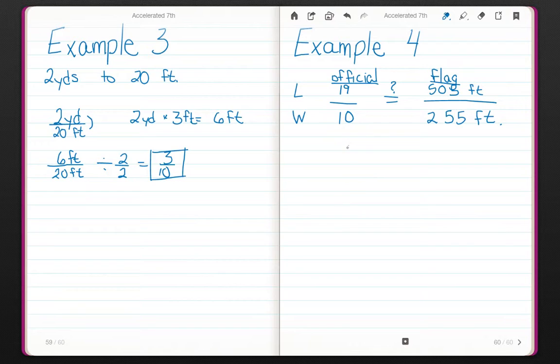Well, the easiest way at this point is to convert them into decimals. 19 tenths is 1.9. 505 over 255 is 1.98. So no, they are not equivalent. It is not an official flag.